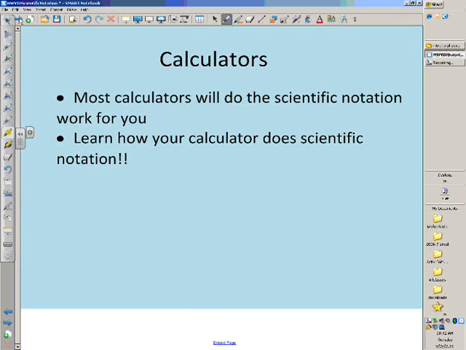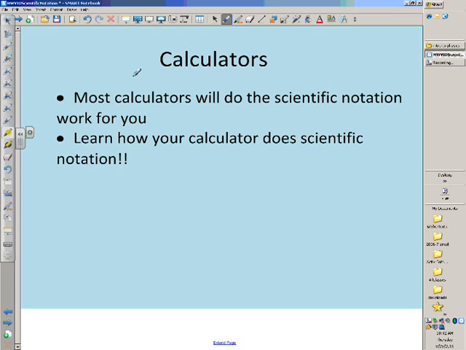Next, I want to spend a couple of minutes going over some calculator stuff because your calculator knows how to do scientific notation. And if you know how to use your calculator, by default, you know how to do scientific notation. I could go through all kinds of rules about adding numbers and adding the exponents and subtracting the exponents and blah, blah, blah. But I'm just going to teach you how to use your calculator because your calculator knows all those rules, and it's much easier for your calculator to do it.